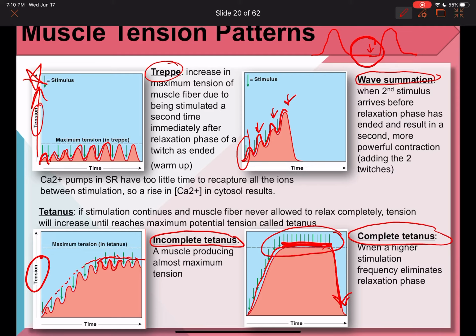But when your muscle reaches the maximum power tension that it can generate, that's what we mean by complete tetanus versus incomplete tetanus, okay? So lifting something very heavy is complete tetanus, and lifting something light like a pencil is incomplete tetanus.